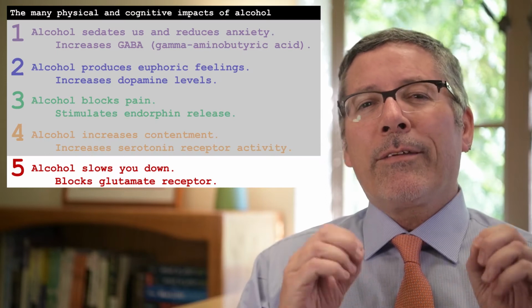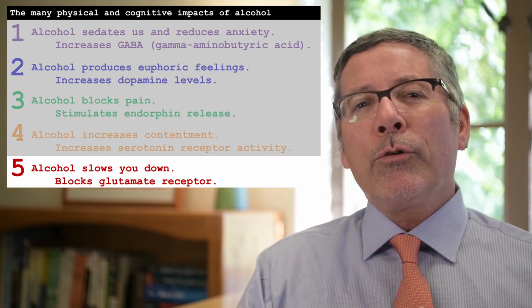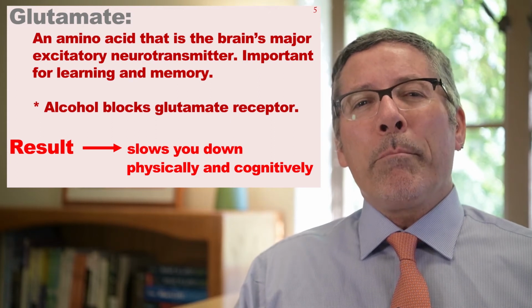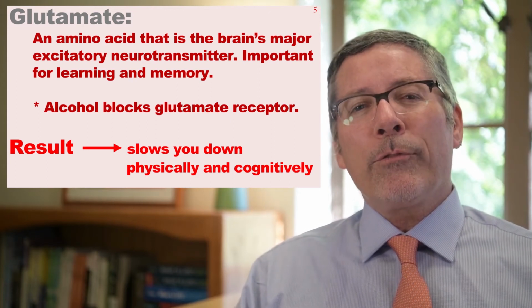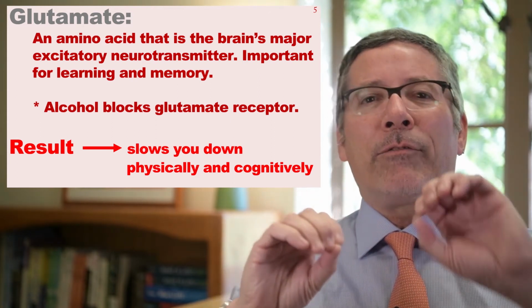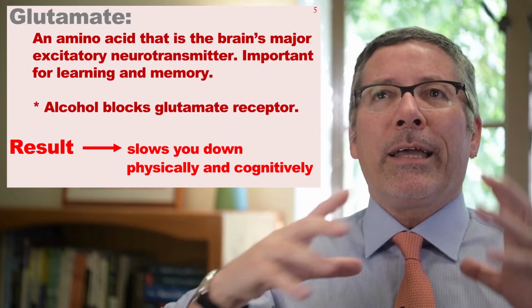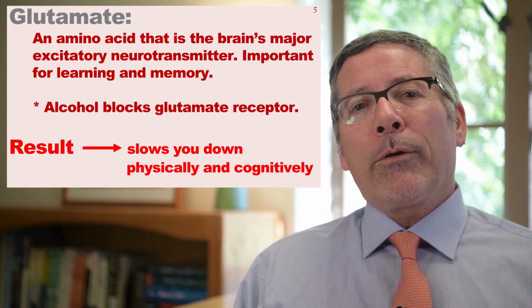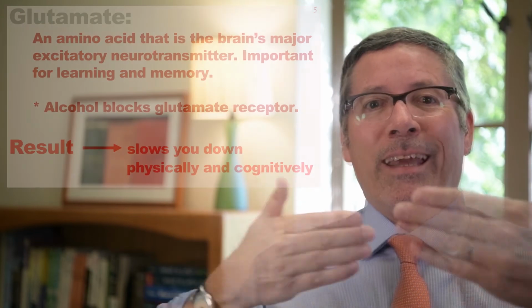A fifth of the effects of alcohol is that it slows you down a bit. It does this by blocking the glutamate receptor. Glutamate is probably the brain's major excitatory neurotransmitter. It is active in learning, in memory, in just brain functioning. By blocking the glutamate receptor, what's going on? It can't do its excitatory work. It's going to slow you down.